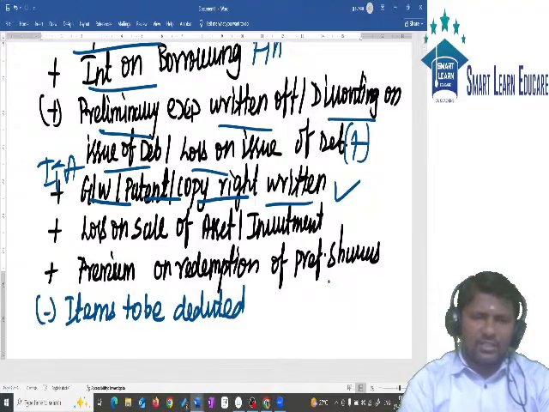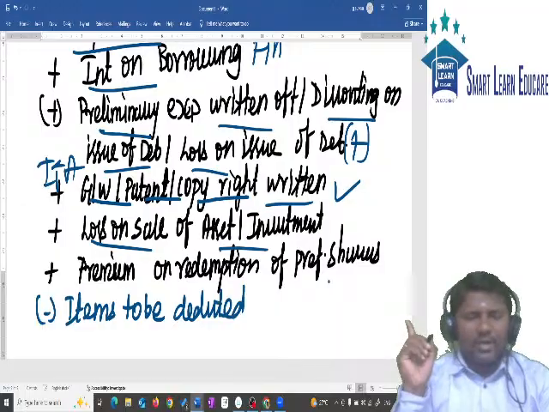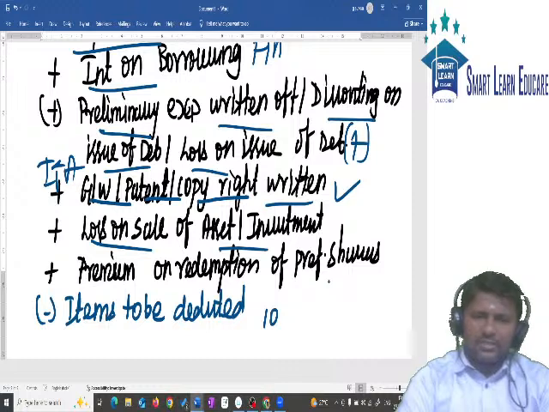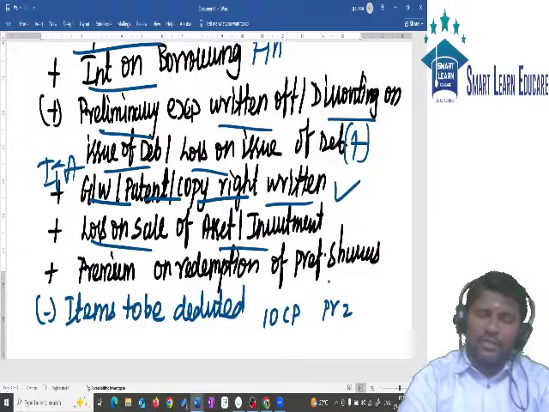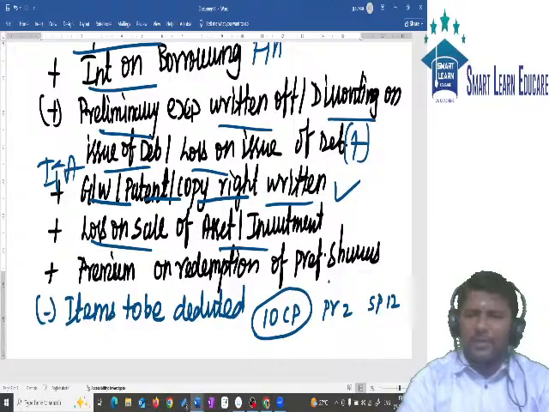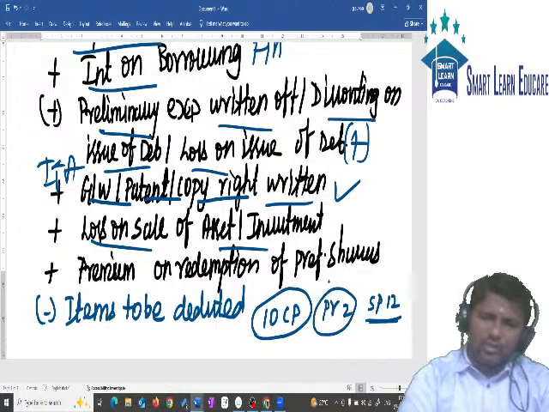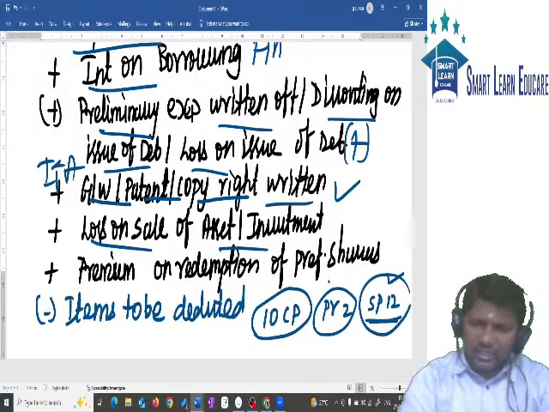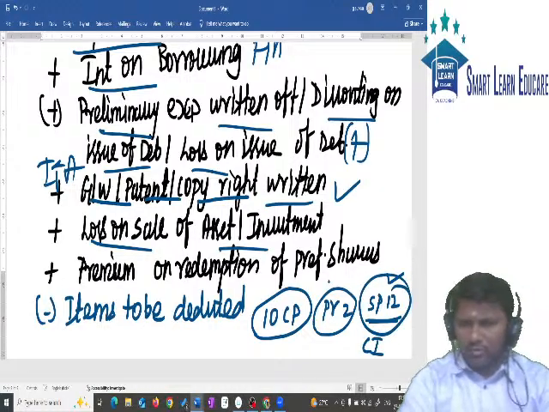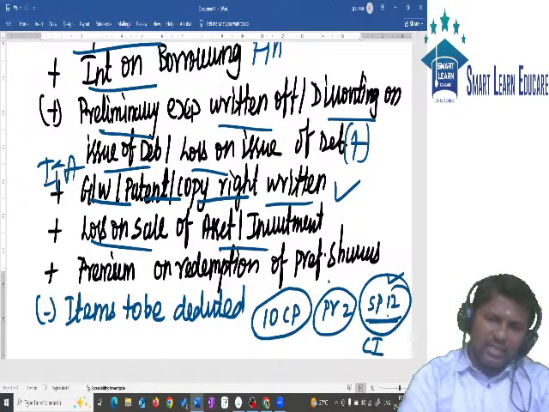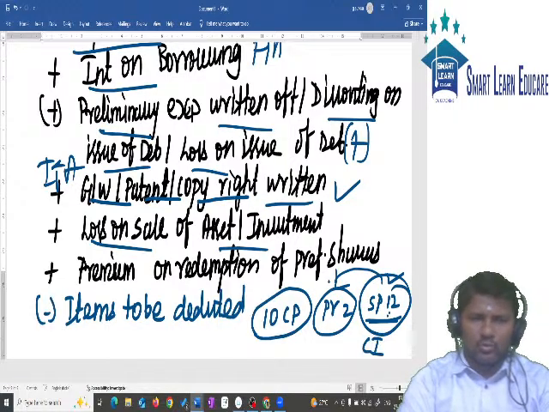Loss on sale of asset also should be added back, because sale of asset will come under what activity? Investing activity. Suppose 10 rupees is the cost price and the profit is 2 rupees, then the selling price is not 2 rupees but 12 rupees. If you purchase some asset for 10 rupees and the profit is 2 rupees, 12 rupees is the selling price. Some asset is sold for 12 rupees, it means the entire 12 rupees is the cash inflow. So this cash inflow includes this profit also.